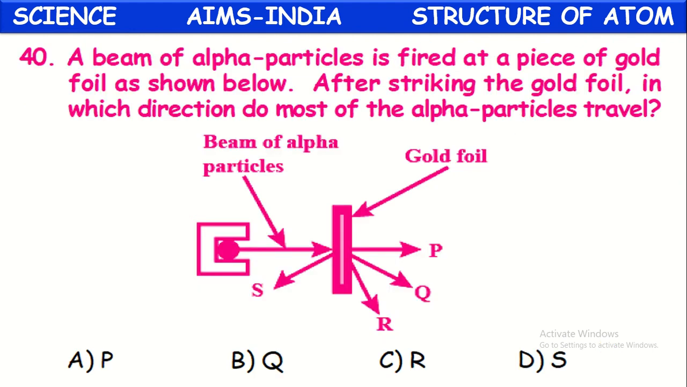A beam of alpha particles is fired at a piece of gold foil as shown below. It is actually from Rutherford's alpha ray experiment, no? Now let us see. After striking the gold foil, in which direction do most of the alpha particles travel? From this gold foil experiment, Rutherford observed that most of the alpha particles passed directly through the gold foil without any deviation from their path. That is in the direction of P, because most of the atom is empty. So in the P direction, most of the particles passed.